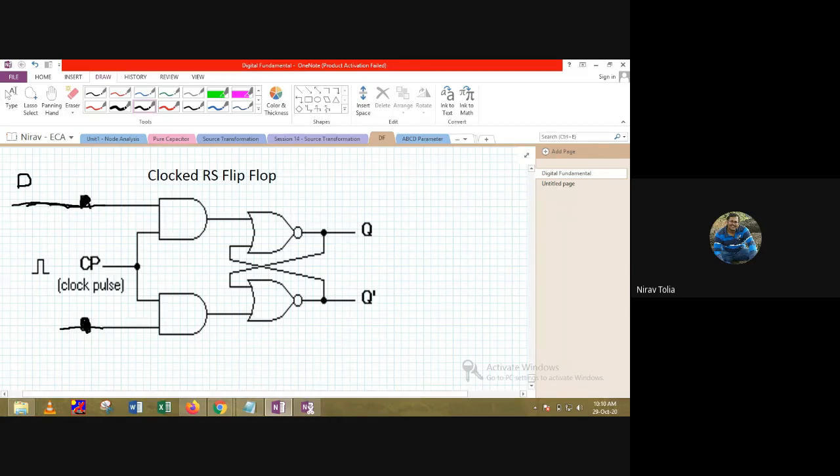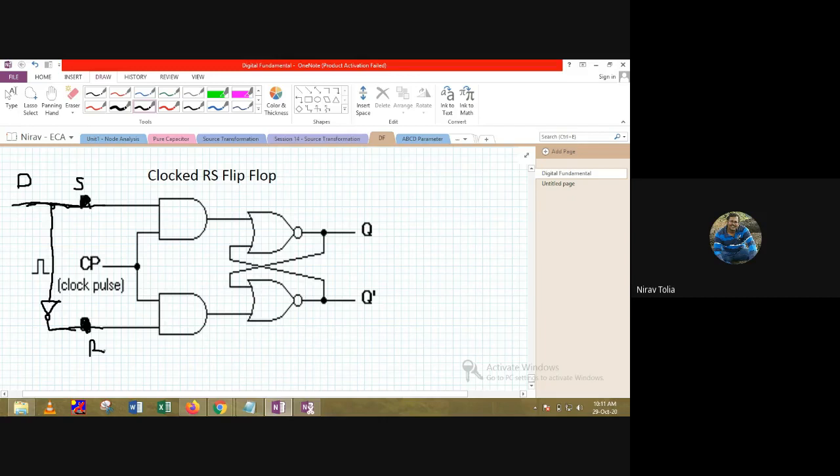So here I am taking the input and connecting a NOT gate and giving the input to the other gate. So it's the same circuit, but both the inputs S and R are short circuited with a NOT gate inserted in between. So suppose you are considering this is S and this is R.